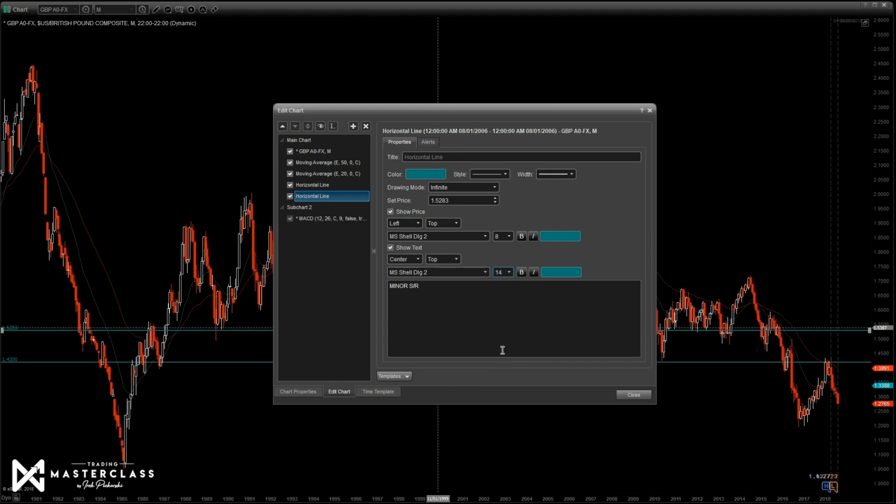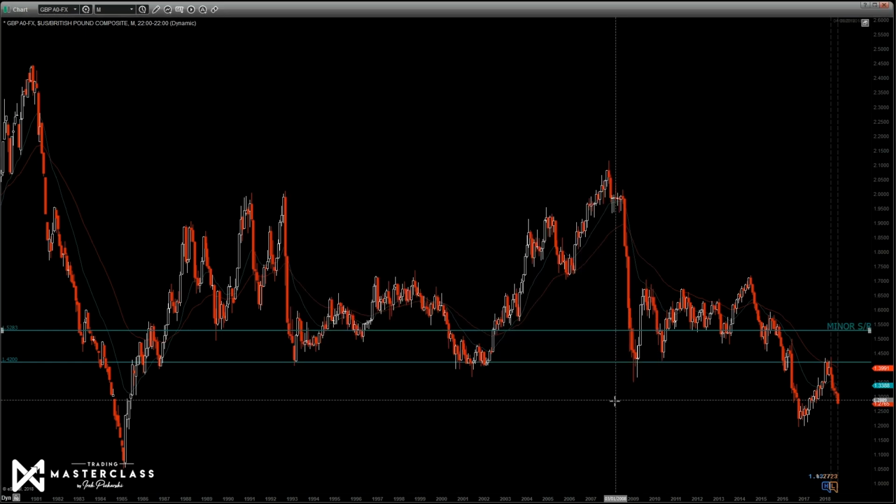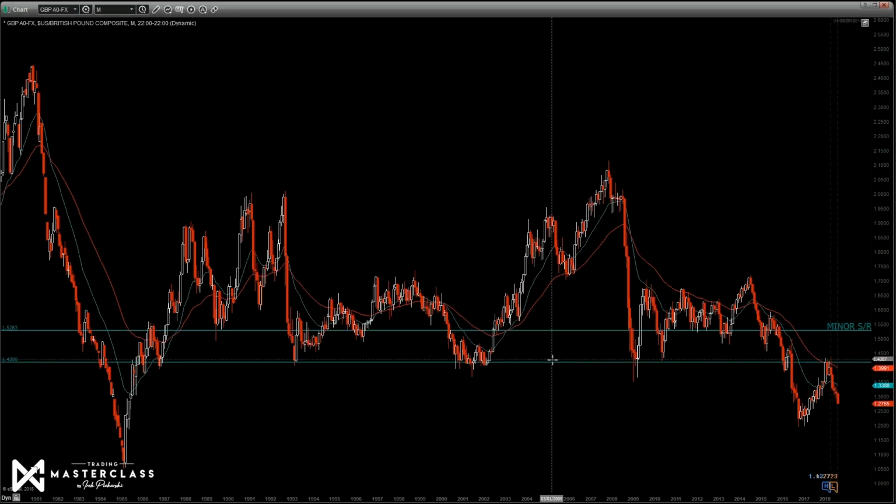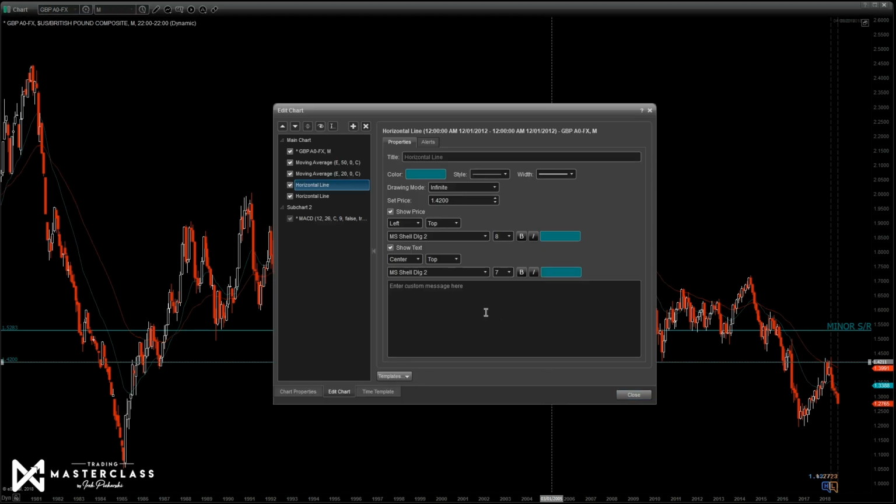So minor SR, and I'll just move it to the right. You don't have to name this or anything like that. I don't name it myself, just right now, just for teaching purposes. So that is a minor support and resistance level, and this is a major SR, support and resistance level.